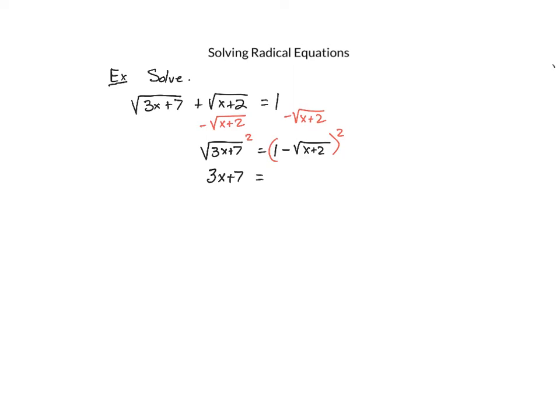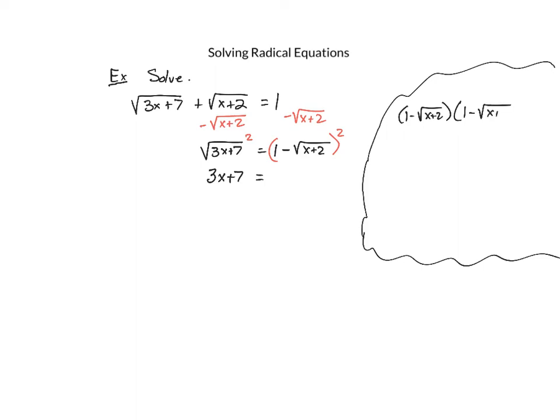On the right-hand side, I'm going to come over here to my scratch paper to square it. So I have 1 minus the square root of x plus 2 times 1 minus the square root of x plus 2. I have 1 times 1, that is 1. I have a negative square root of x plus 2. And I have another one of those. And then I have the negative square root of x plus 2 times negative square root of x plus 2, which is just x plus 2.